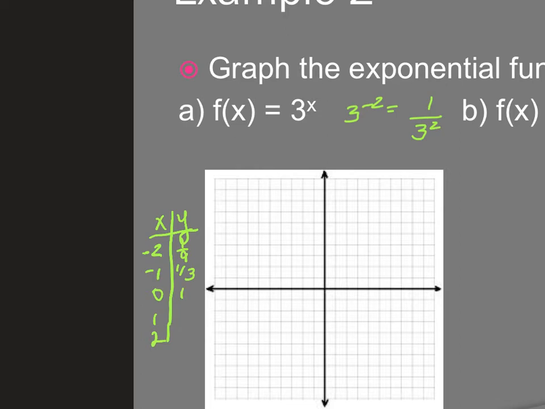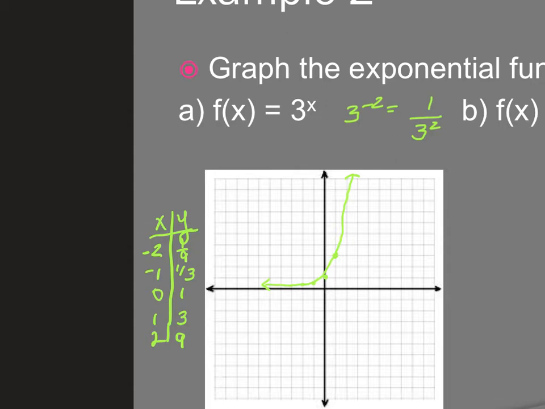Good. 3 to the first power? 3. 3 to the second power? 9. So if I was going to plot these points in the graph, I have -2 and 1/9. Just get as close as you can. -1 and 1/3. 0, 1. 1, 3. And 2, 9. Like there. When you draw your graph, it's a nice smooth curve.